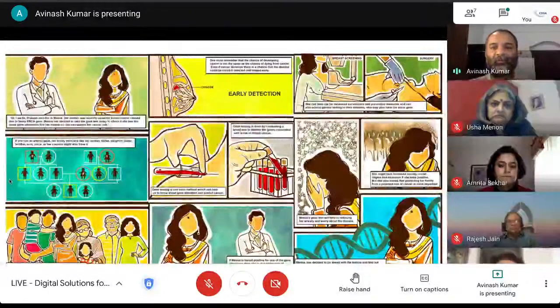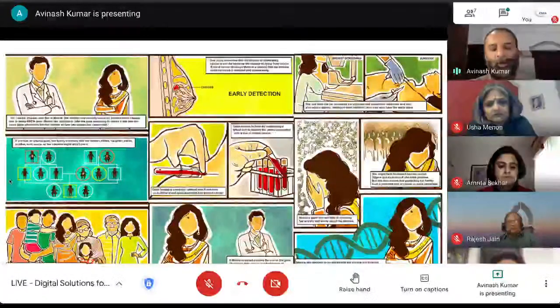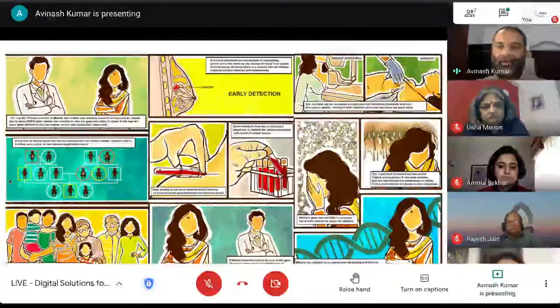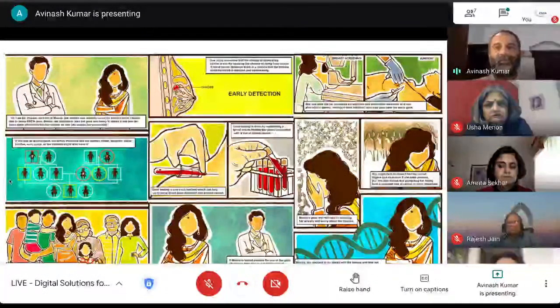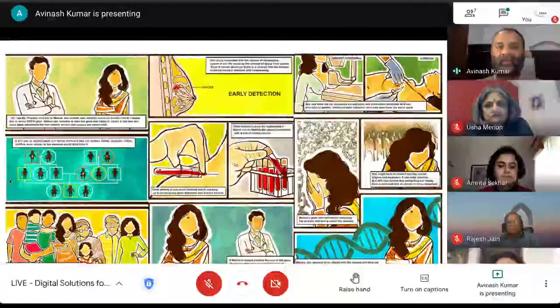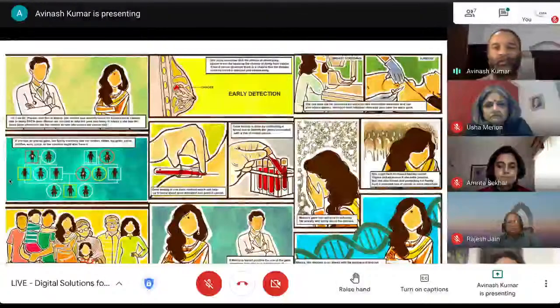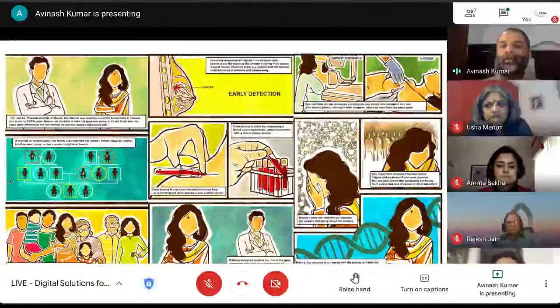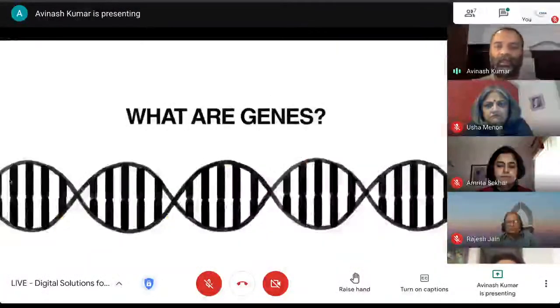So these are some frames from the comic as it's laid out. Again, this is being tested in the field with people. Once we get feedback, we might change the entire comic. We might change the way it looks. We might change the way it reads. But a big part of the process, which I think everyone who does work like this should understand, is that even though it might appear as making comics or graphic design, the actual work that goes on behind the scenes is far more, and also far more crucial than the actual representation at times. What are genes? I'm going to play a small animation.